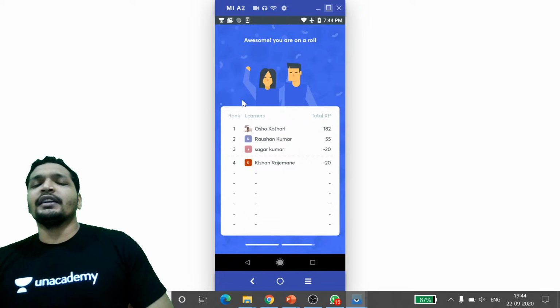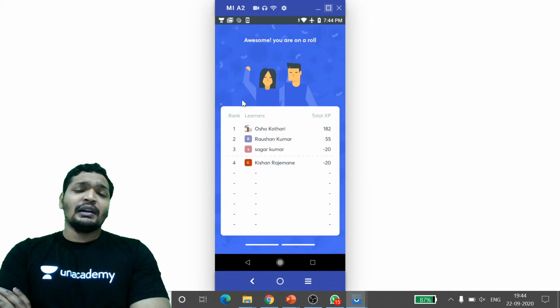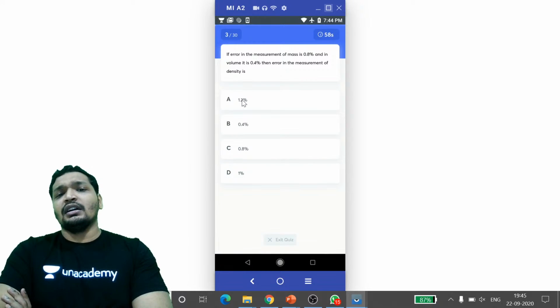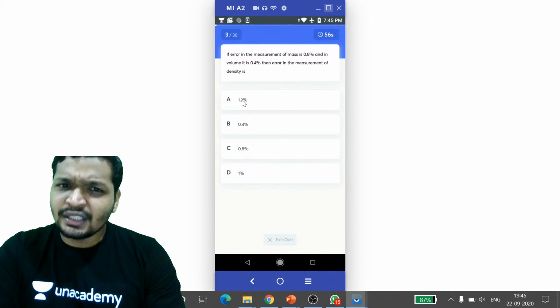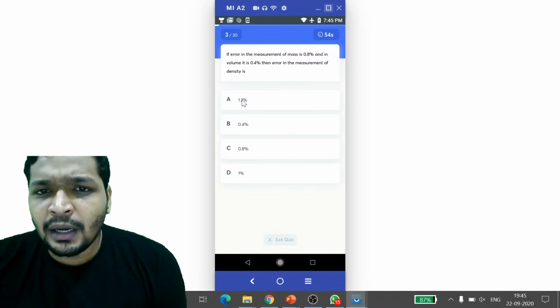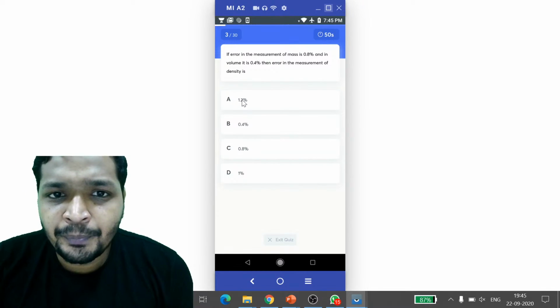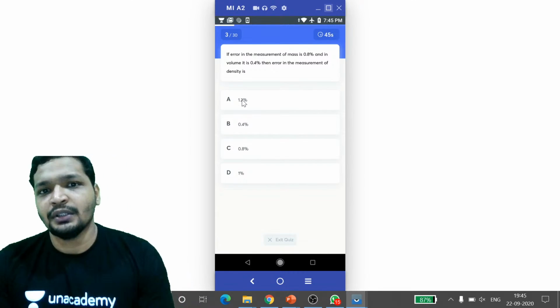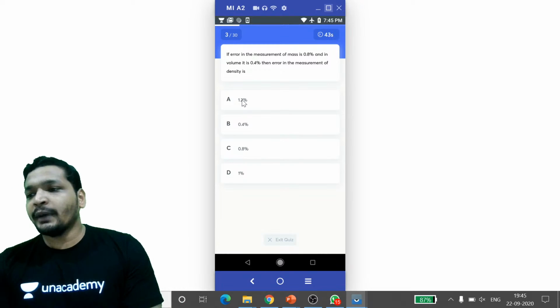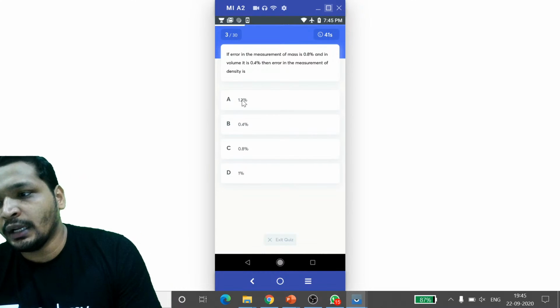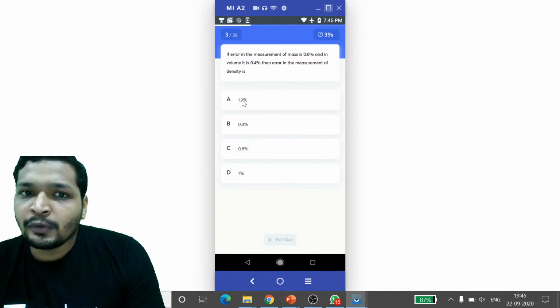It's going to be an interesting quiz, and you'll actually come across a lot of PYQs in this quiz. So if an error of mass is 0.8% and in volume it is 0.4%, then the error in the measurement of density is how much? What is density? Mass by volume. Good, Rehan, really good. And what about this?